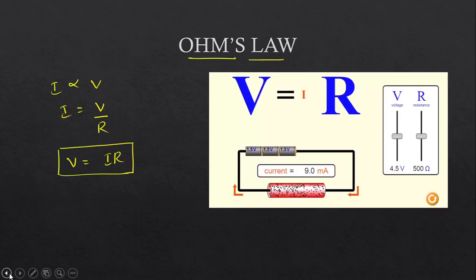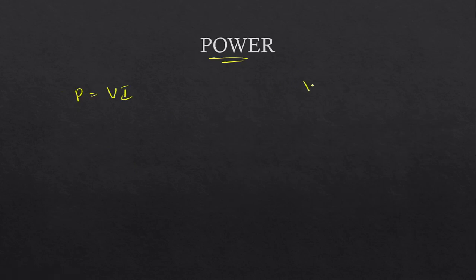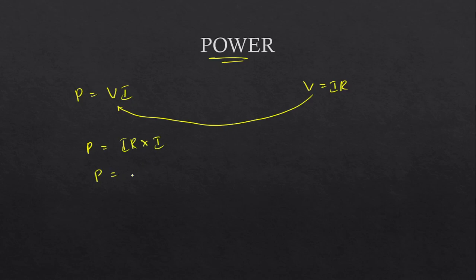The next concept is power. So power will be equal to voltage times current, and from our previous slide we know that V can be written as I into R. So if I know V equals IR, if I substitute this here, power can be written as IR times I, or power can be written as I square R. So this is the power through the circuit.